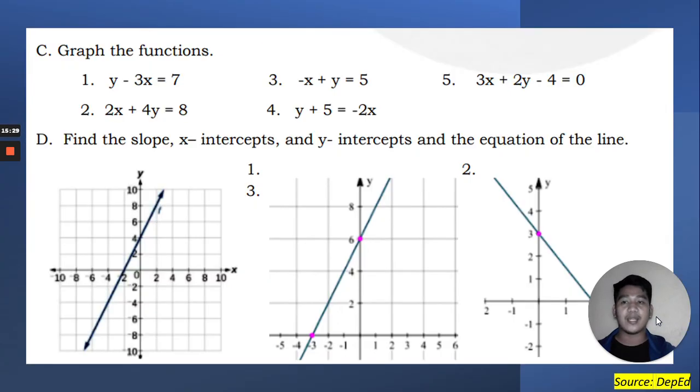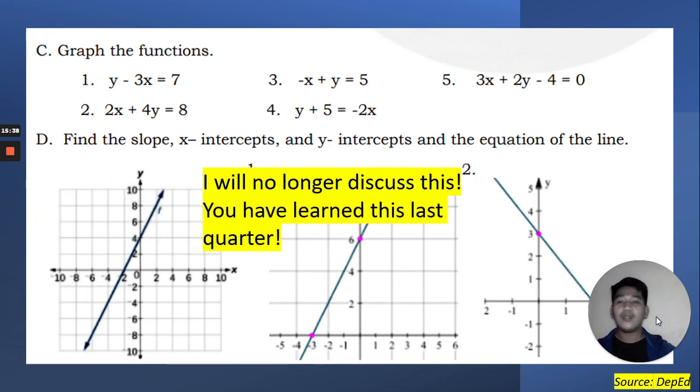Let's proceed with the next. Letter C. Graph the functions and find the slope, x-intercepts, y-intercepts, and the equation of the line. I will no longer discuss this because you have learned that last quarter. So that will be all.